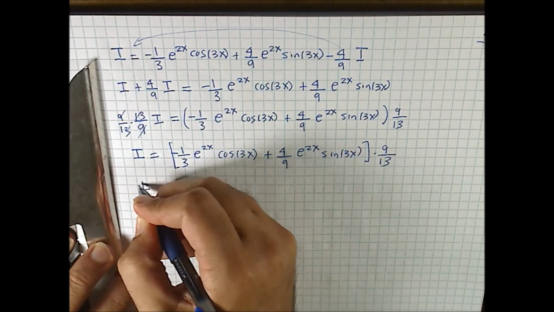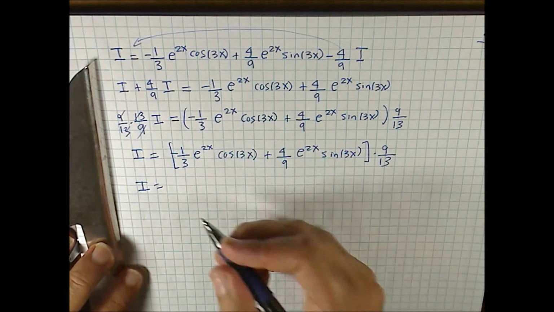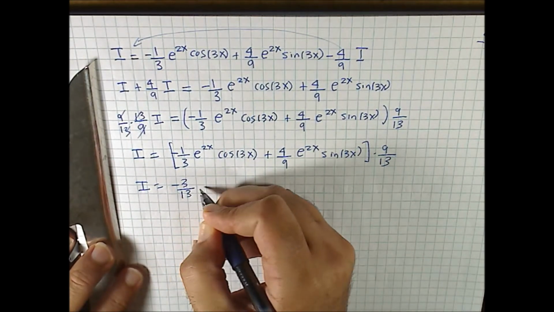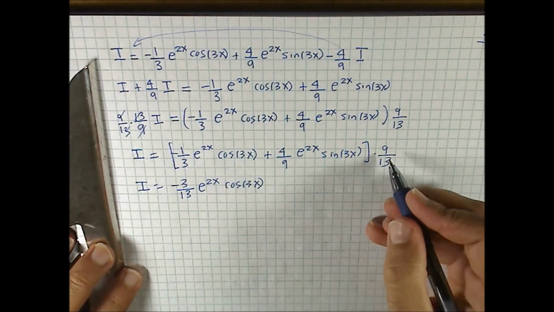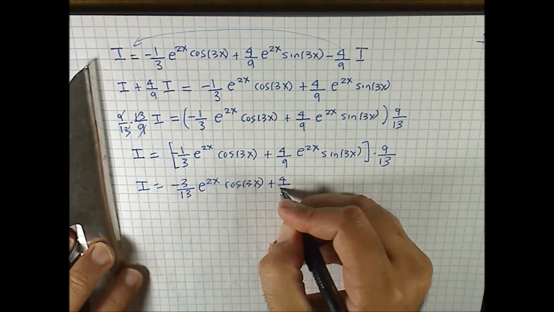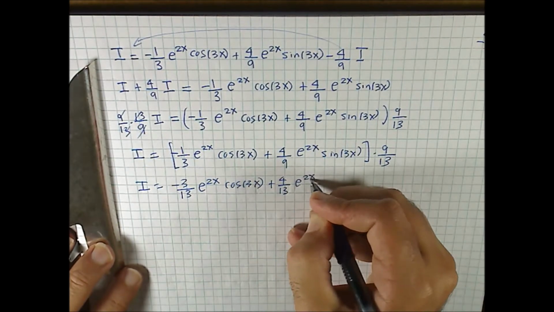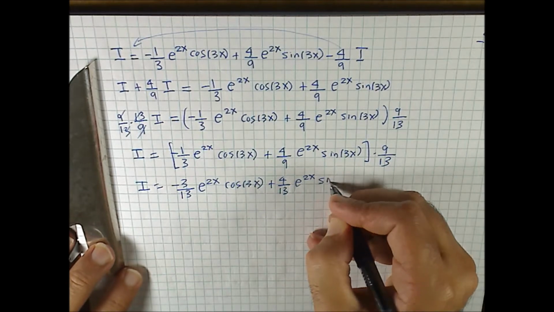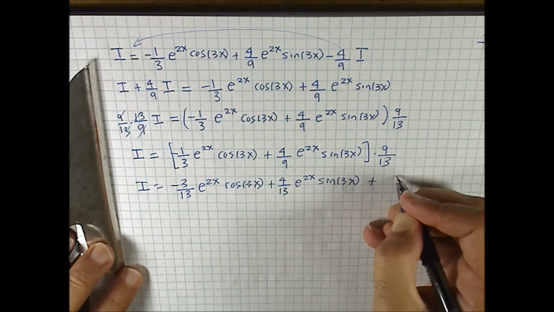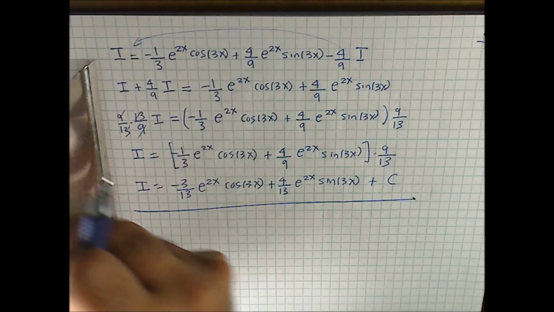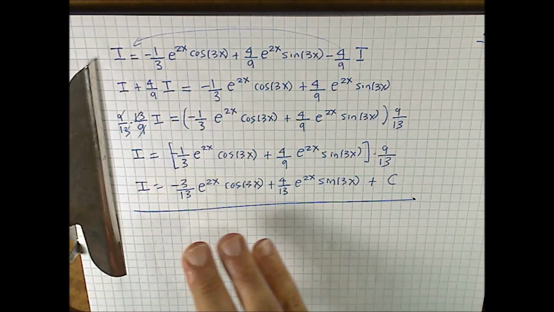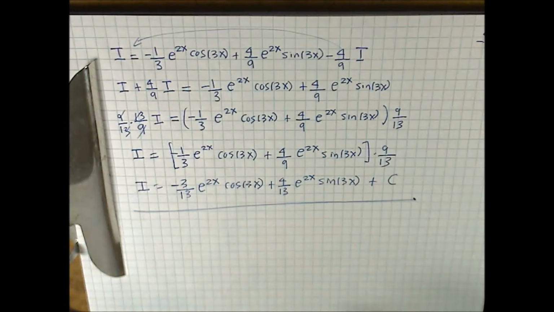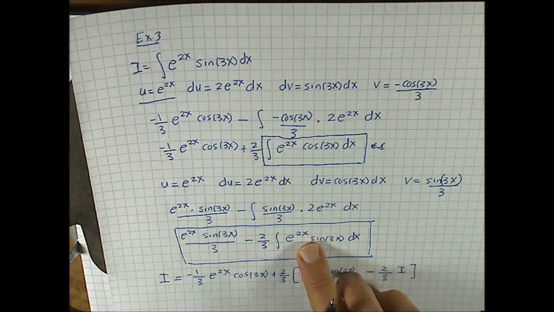If we simplify further, we get negative 1/3 times 9 over 13, that's negative 3 over 13 e to the 2x cos 3x, and the 9 cancels, we get plus 4 over 13 e to the 2x sine 3x. And don't forget to put the constant of integration c. That is the answer. Alright, so it's very important when you do this type of question to notice how the integral e to the 2x sine 3x reappears in the process of solving the integral. This is the recursive nature of this sort of problem.